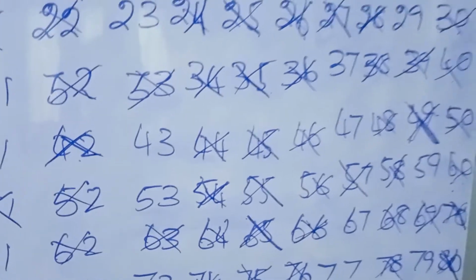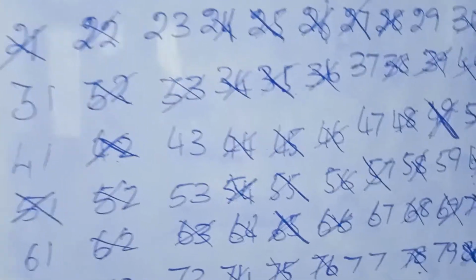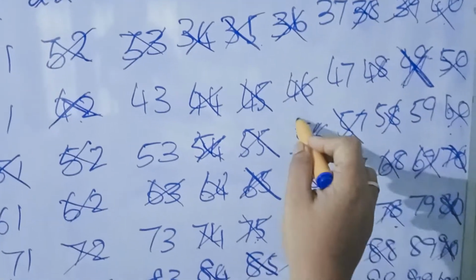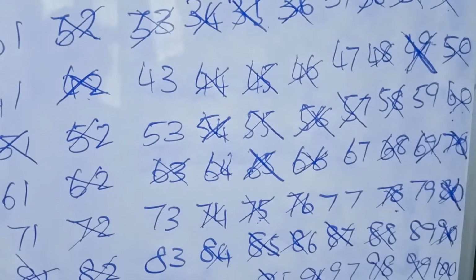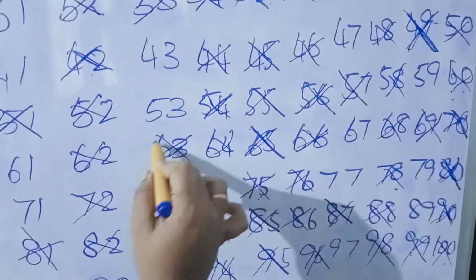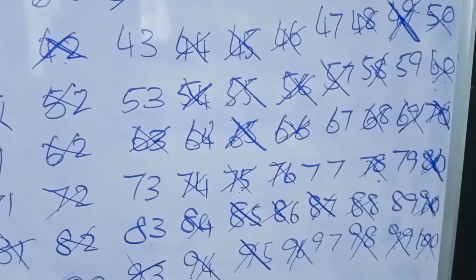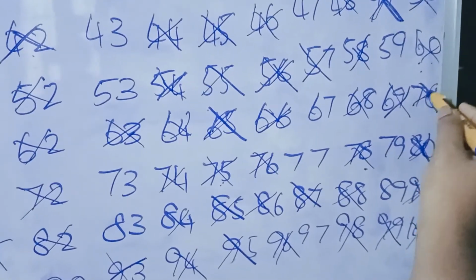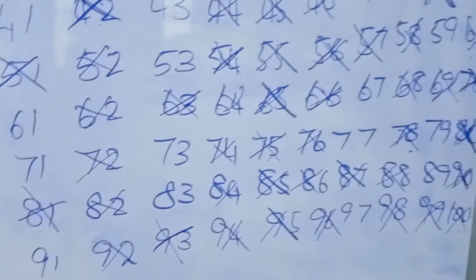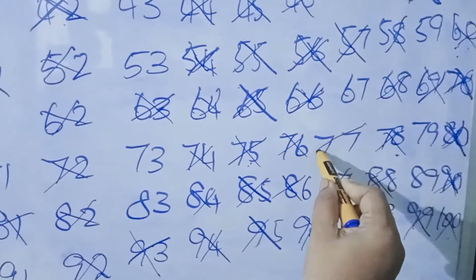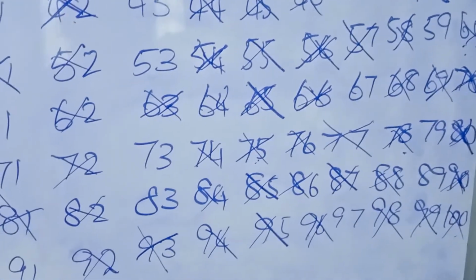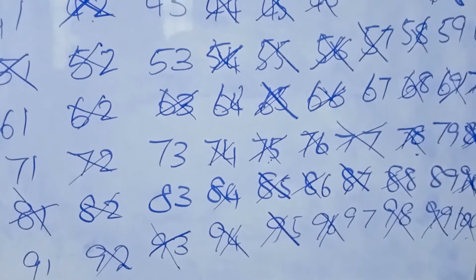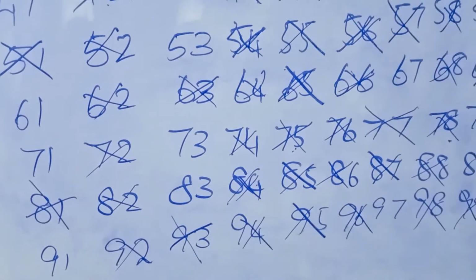After 49 comes 56, that we have crossed out already. Now 63, that also we have crossed out already. Then 70 also we have crossed out already. Then 77 is there, this is a multiple of 7, so we can cross out now. The next one, 84, we have crossed out already.